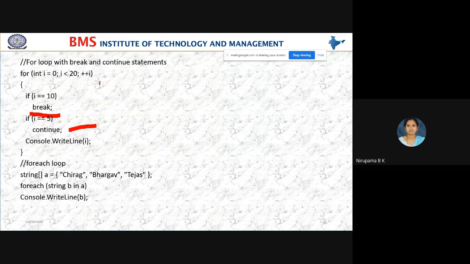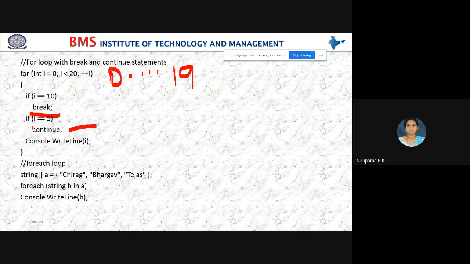Respond. Here, according to the for loop, i is equal to 0, i is less than n, i plus plus. This program will display the output from 1 to 19. Why 19? Because i is equal to 0 and i is less than 20. Once the i value becomes 20, the condition will become false and it will terminate.